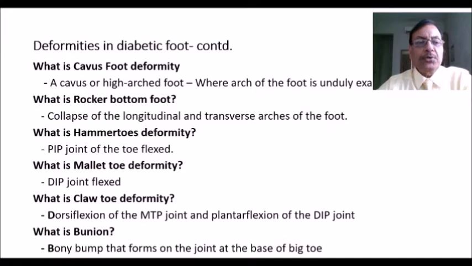What is the hammer toe deformity? The PIP joint in the hammer toe will be flexed. In the mallet toe, the DIP joint will be flexed. And in claw toe deformity, the deformity is the dorsiflexion of the metatarsophalangeal joint and plantar flexion of the distal interphalangeal joint. Let us understand the bunion. Bunion is a bony bump that forms on the joint at the base of the big toe.